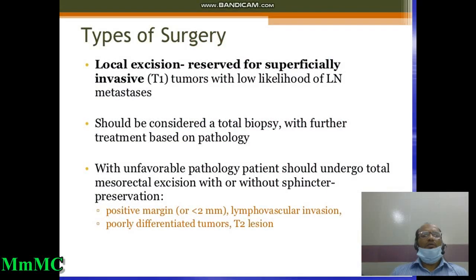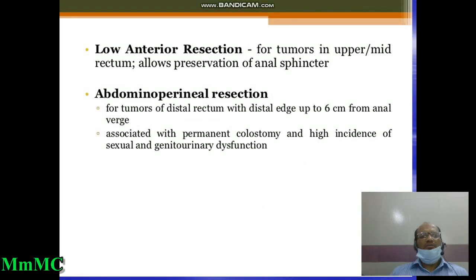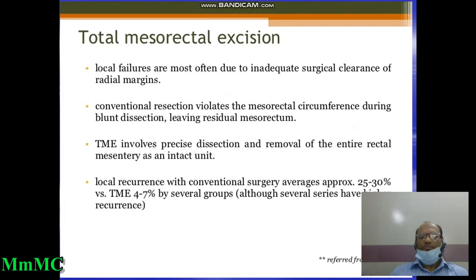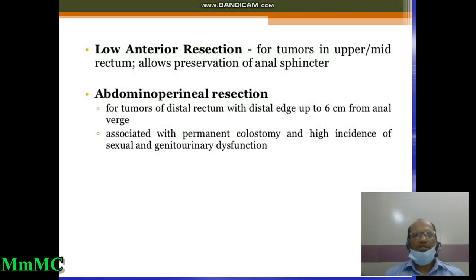What types of surgery do we generally do? Local excision is very much reserved for superficially invasive tumors or carcinoma in situ. Next one, anterior resection. Next one, abdominoperineal resection. So in case of carcinoma rectum, we mainly do two types of operation, one is anterior resection and the other is abdominoperineal resection. The difference is, if we can preserve the anal sphincter, then we do anterior resection, but if we do not preserve the anal sphincter, then we do abdominoperineal resection.